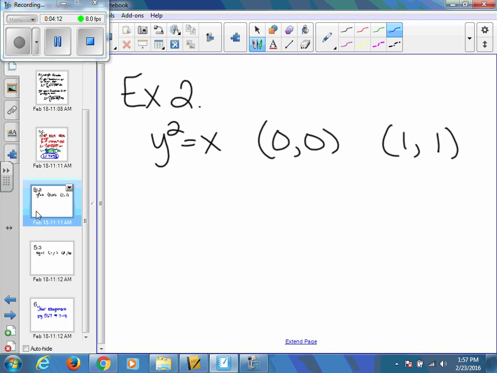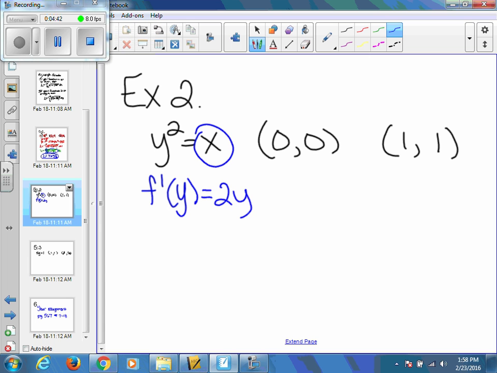If I look at example 2, I'm doing y squared equals x from (0, 0) to (1, 1). This is a function that's already solved for x, it's already at x equals, so we're going to use our secondary formula for arc length for our equation of x equals. And so we're going to find f prime of y. If I differentiate y squared, that becomes 2y, or 2y to the first.